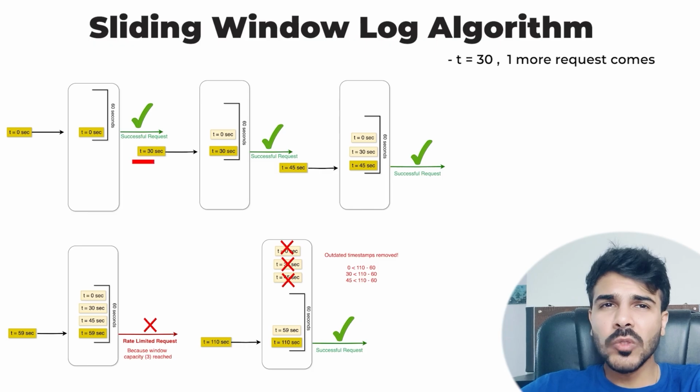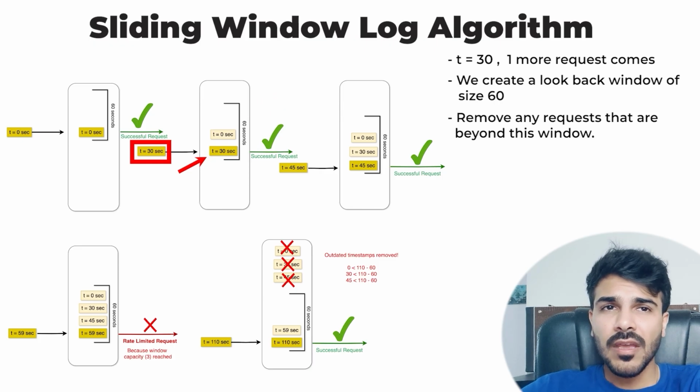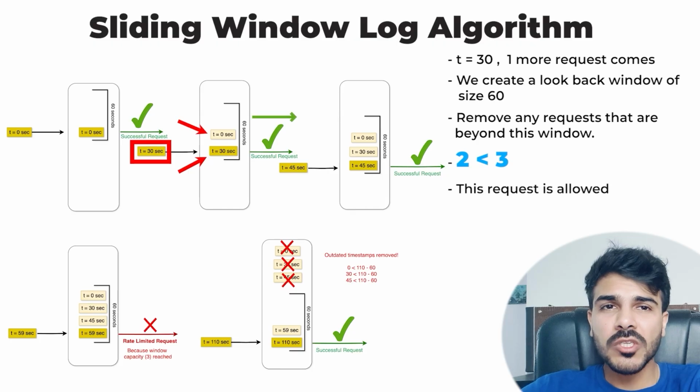Now let's say at t equal to 30 seconds, we get another request. Again, we create a look back window of size 60 from the current timestamp, which is 30. We remove any request that is beyond this window. There are no requests which are beyond this window. Now the next step, we count the total requests in our window, which is 1. This is already present, and 1 for the new one. The total would be 2, which is still less than the capacity of 3. Therefore, this request is also allowed and would be a successful request.